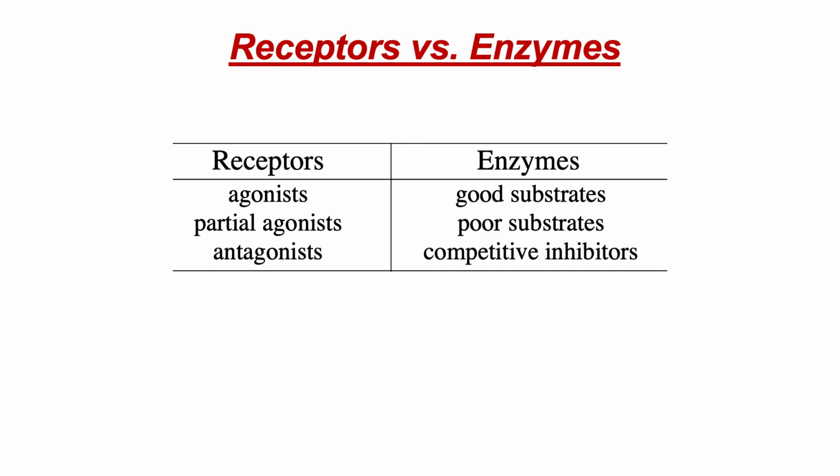So this might sound really familiar to what we talked about before with receptors, and that's because it is analogous. For receptors, we talked about agonists and partial agonists and antagonists. And here for enzymes, this would be a good substrate versus a poor substrate versus competitive inhibitor. You could make this analogy a different way, I will tell you that much, but this is an internally consistent way of making this analogy, so that's always good.